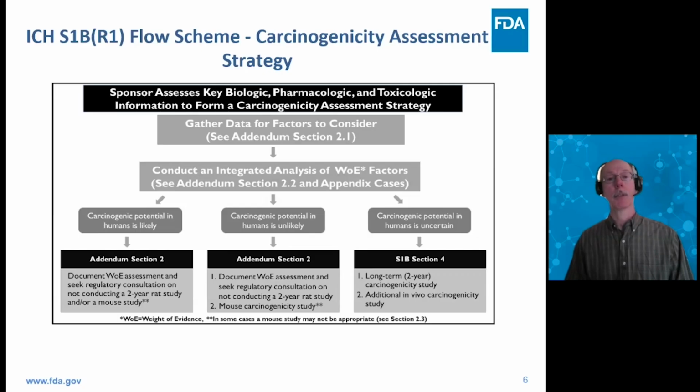And in that case, the sponsor would provide that weight of evidence assessment to the regulatory authorities, and there would be a determination of whether that was acceptable. And if so, then a 2-year rat study wouldn't be necessary. But in general, a mouse carcinogenicity study would still be an expected part of the assessment. Or the sponsor may find on the right-hand side that the carcinogenic potential in humans is uncertain. Perhaps there's not enough known about the pathway and its carcinogenic potential. In that case, the approach generally outlined in ICH S1B would be followed, which is the long-term rodent study and an additional study.